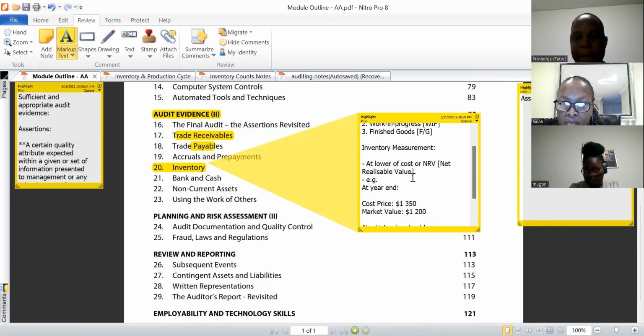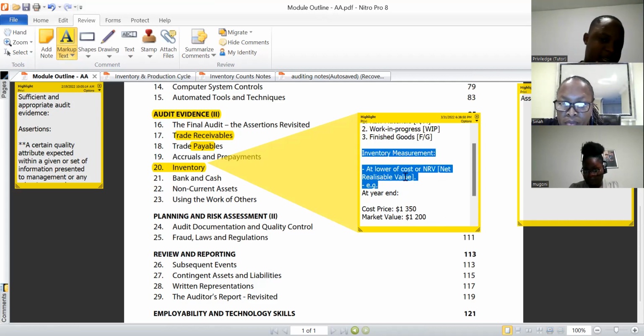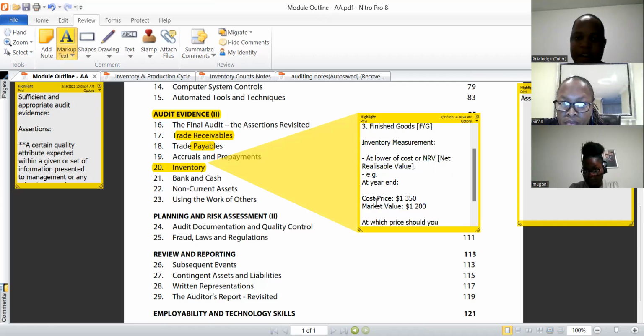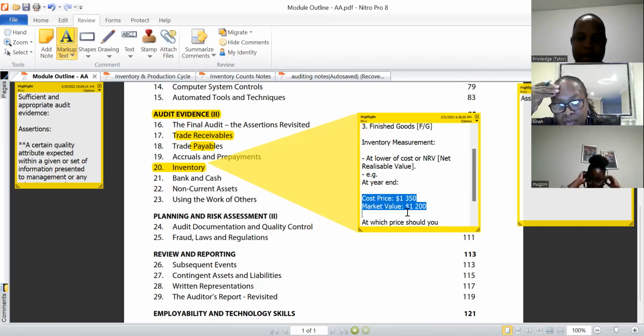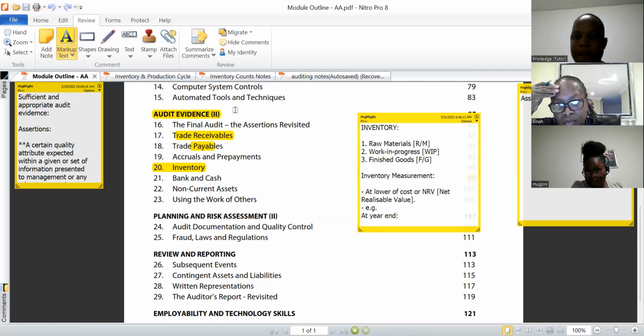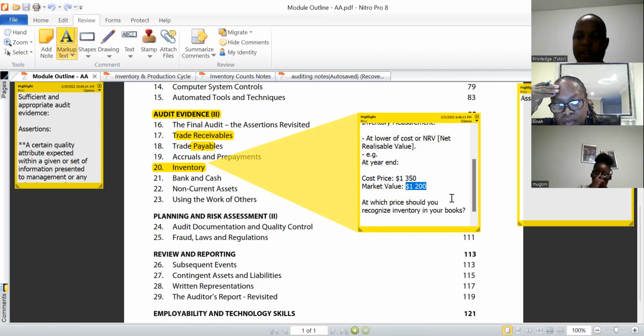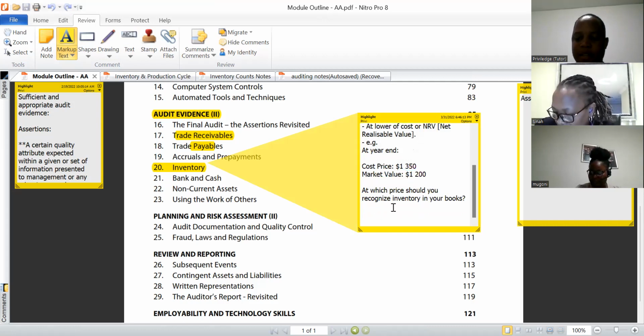So we come back to the measurement rules of inventory, which simply states that you measure inventory at the lower of cost or the net realizable value. So it means when I'm recognizing the value of inventory in my books, I look at the lowest value between the cost price and the market value. If I'm comparing the cost price of 1,350 US dollars versus the market value of 1,200 US dollars, which one is the lowest between the two? That's the question I'm asking. The market value. Definitely the market value.